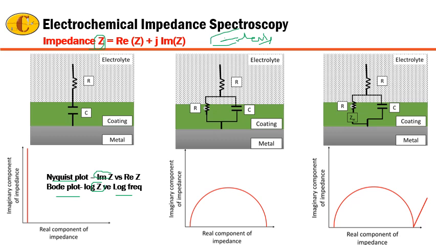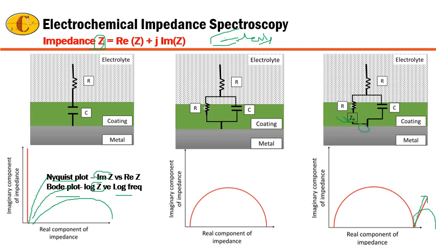If you have a good coating, the shape of the plot will be a straight line in ideal situations. As the coating starts degrading, it will start going into arcs and then into ideal semicircles. If you have some kind of diffusion or Warburg impedance, then you may have a different shape. If you have metal corrosion happening, then you may have another semicircle.